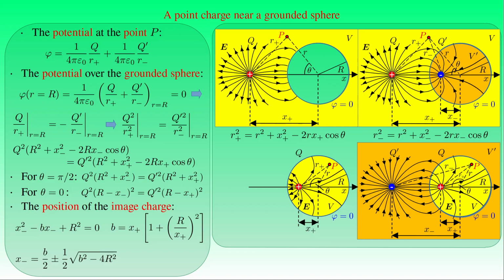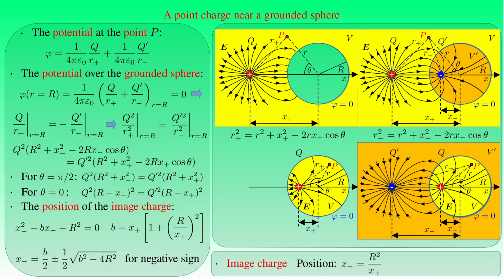As already mentioned, we need to drop one of the roots of this equation since it is non-physical. The position of the image point charge q prime described by the distance x sub minus must be in the volume v prime complement to the volume v enclosing the point charge q. If we choose the negative sign, then this condition holds and the position of the image point charge described by its distance x sub minus from the center of the grounded sphere can be written as the square of the radius R of the sphere over the distance x sub plus.